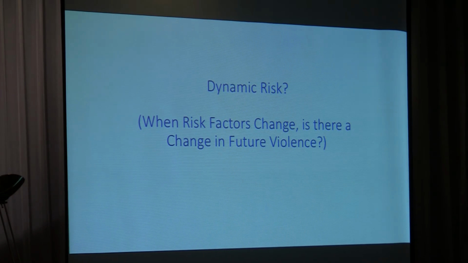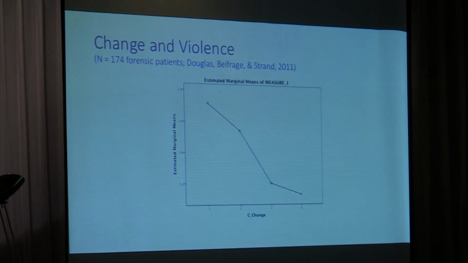I said that the HCR-20 is used to monitor change. What that means is if you're seeing somebody develop more risk factors, you should get more worried that violence is about to happen. If they're getting better, then violence will be less likely to happen. So we looked at that in some research in Sweden, in a forensic hospital, measuring the current functioning, the C scale, the clinical factors like insight problems, violent ideation, and so forth, every 6 months for 2 years.